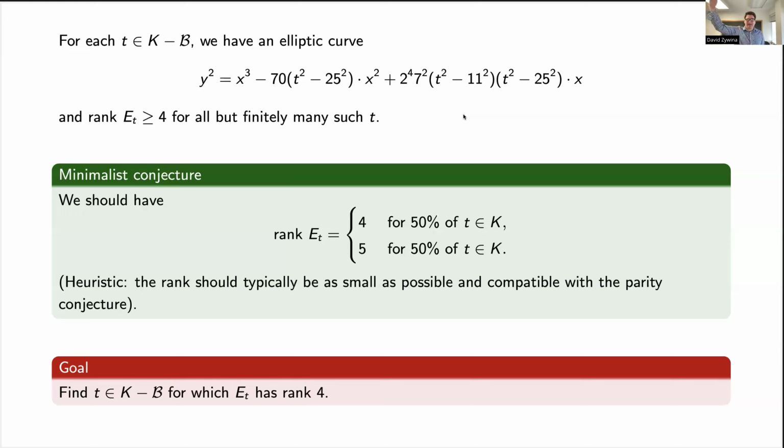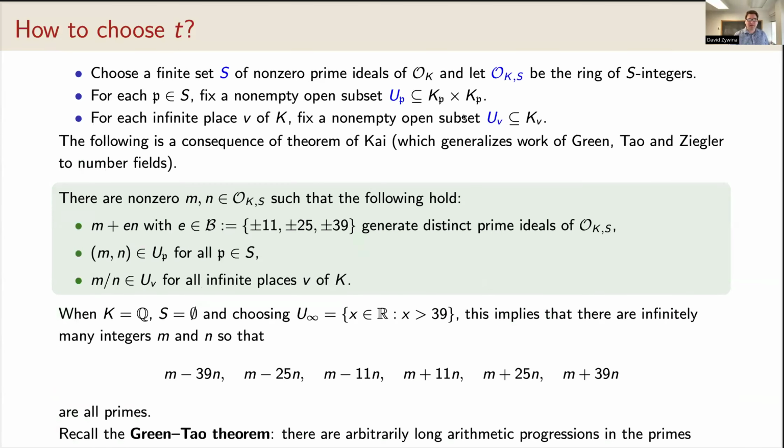So this is my supply of elliptic curves. Their rank is at least 4. I need to somehow cleverly choose t to plug in to get rank exactly 4. So how to choose t? This slide is overwhelming, but the main thing is there are no elliptic curves on this slide. We're going to make a bunch of choices which seem out of nowhere, but these will come up later.